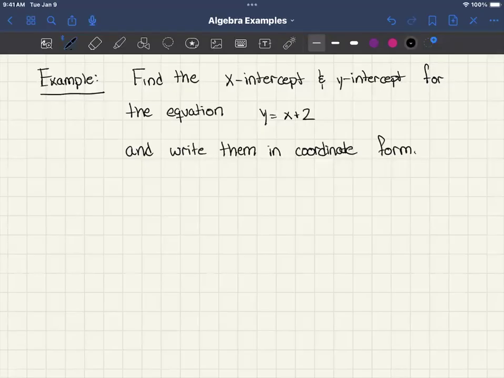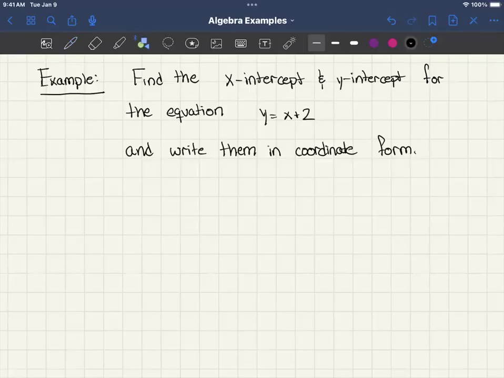Today we are going to look at an example where we find the x-intercept and the y-intercept for the equation y is equal to x plus 2, and then we are going to write them in coordinate form. So there's two steps to this, and the first thing that we're going to do is break this down into x and y-intercept. We're going to do those things separately.